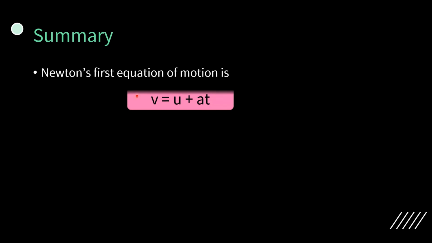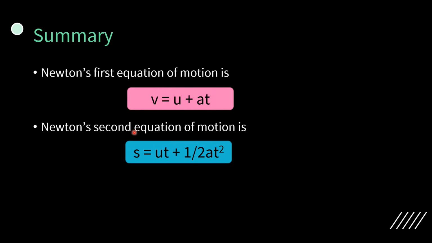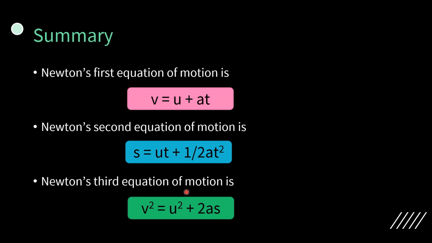Hope you have found it very easy. Let us summarize the points, children. Newton's first equation of motion is the equation that gives the relationship between velocity and time. It is given as v is equal to u plus at. Newton's second equation of motion gives you the relationship between displacement and time, which is s is equal to ut plus half at square. Newton's third equation of motion describes the relationship between velocity and displacement, which is nothing but v square is equal to u square plus 2as.